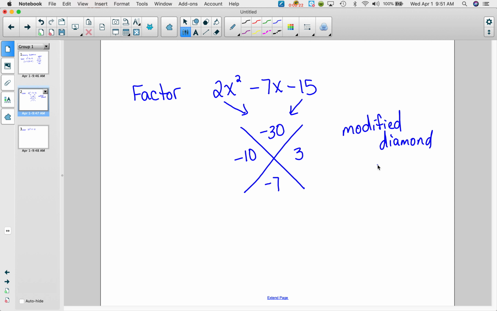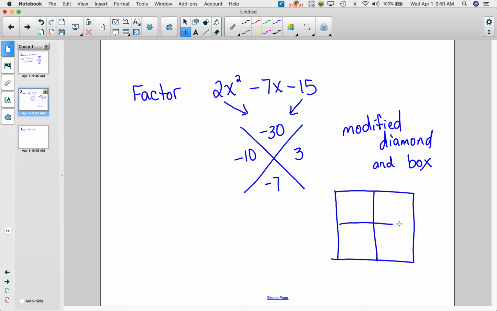If you do a modified diamond, then you also need to do the box. So if you create this box, the 2x squared is always going to go in this spot. The constant, which is the one with no variable attached, is going to go in this box. These two numbers tell you how to break up the x's right here. So I'm going to put one of them here, so negative 10, and you got to put an x with it, and then the other one is a positive 3x.